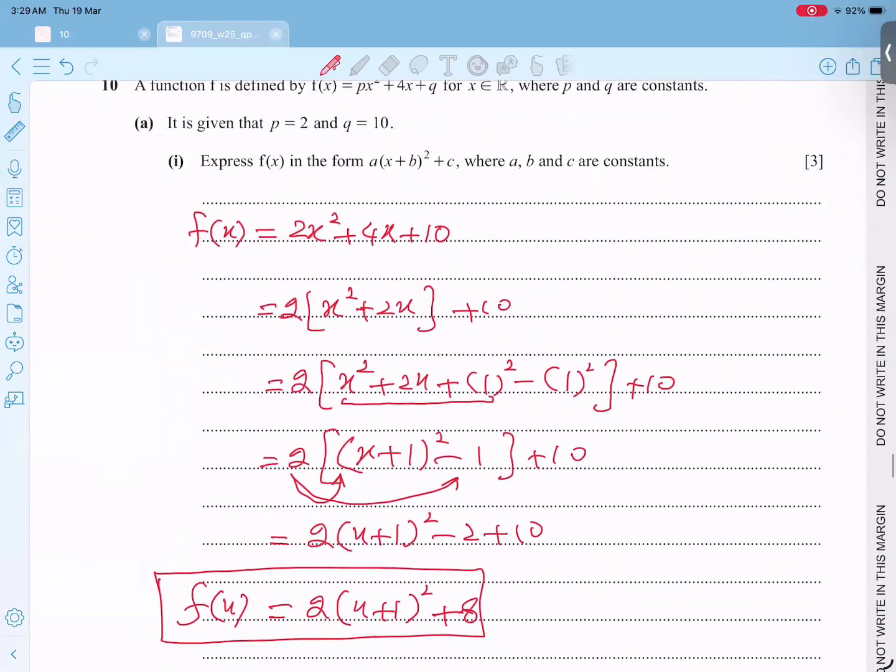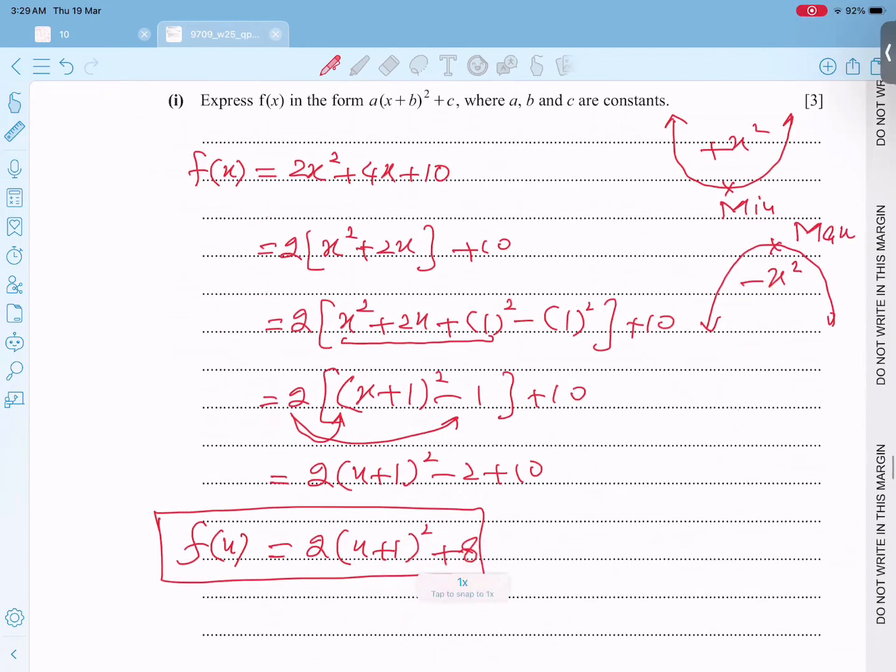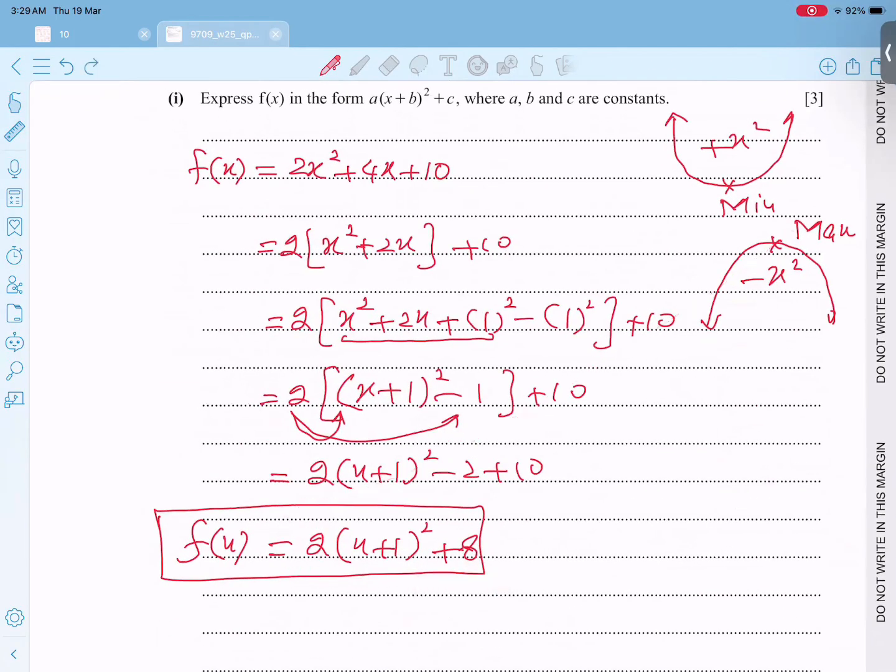I can find the range here, but before that I just sketch. You know, students, plus x squared, whenever we have this kind of parabola, this is called a point of minima. But when you have a negative x squared, just the sign changes, then we have this kind of parabolic curve, and this point is called the point of maxima. I can see from here 2 is positive, so I have a point of minima. How to get the coordinates?